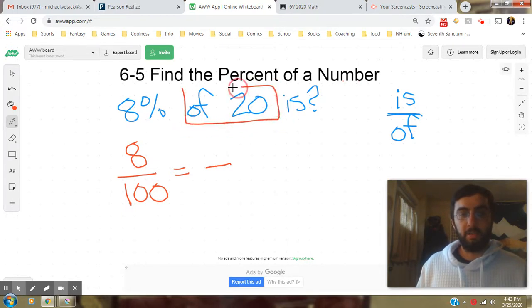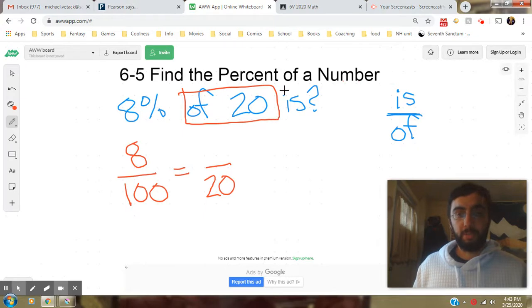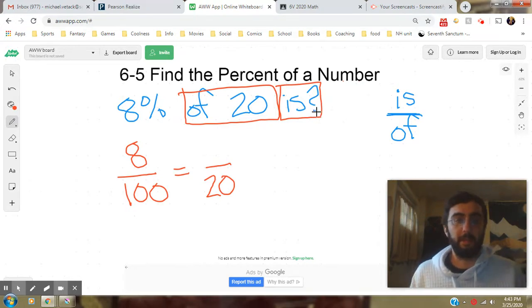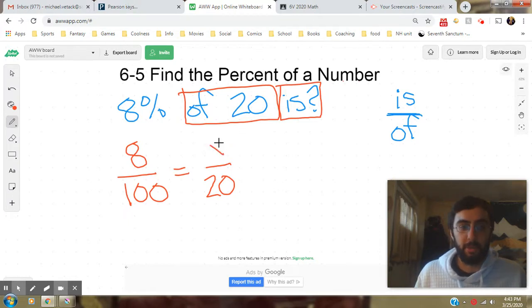This "of 20" is on the bottom, right? Of goes on the bottom, so let's put 20 on the bottom. And then we don't know what the is part of this is. That's why there's a question mark there. This one makes it a little easier to notice where that should go. Is goes on the top. So we don't know what the is portion of this problem is. We are trying to find, if 8 out of 100, what is it out of 20?